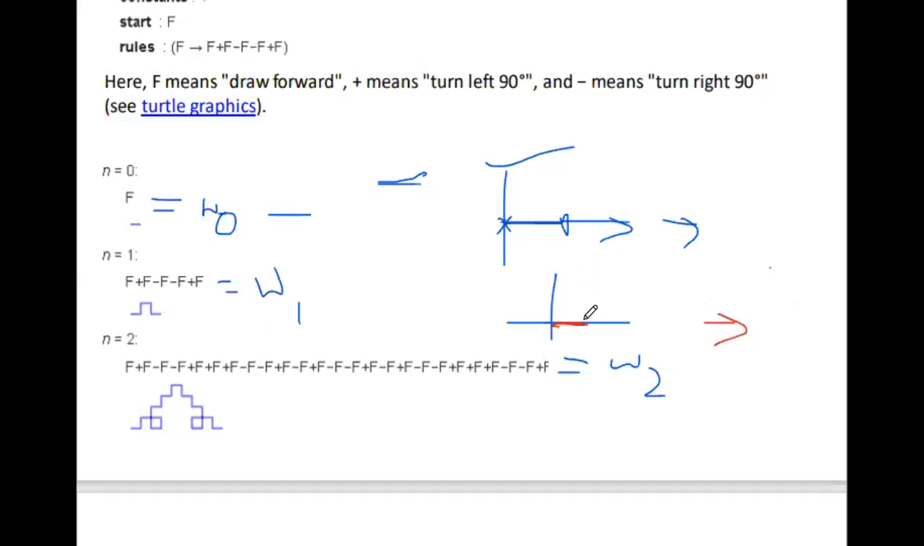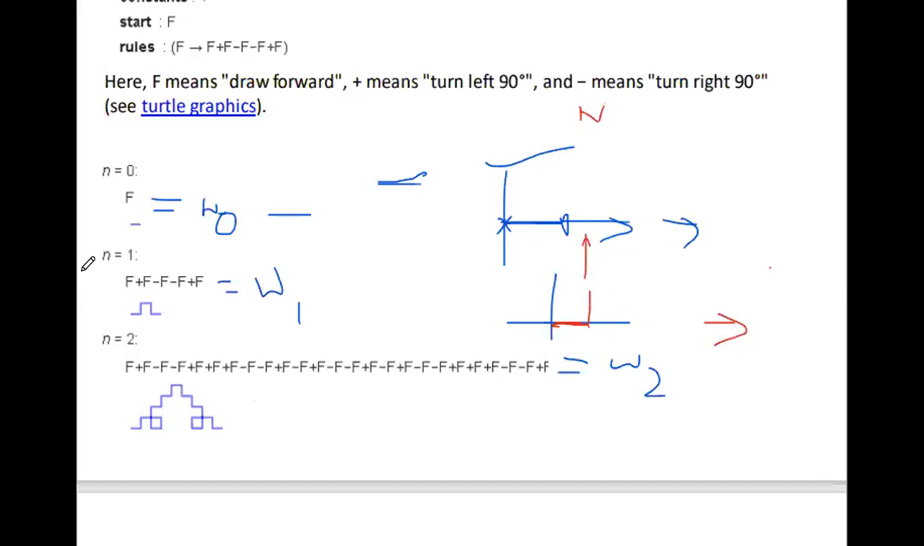Now he's facing this direction. He turns left by 90 degrees again, and now he's facing in this direction. Then draw forward by 1 centimeter, and he is still facing north. Let's say this is north.